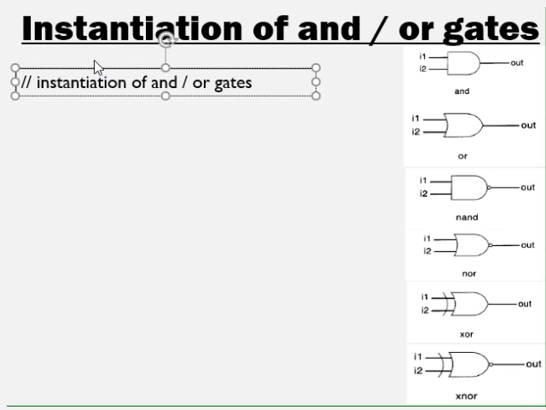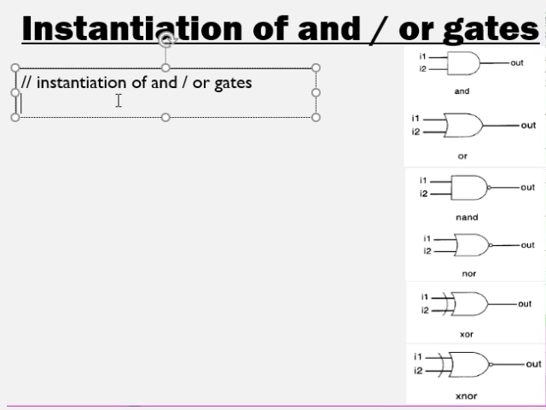The instantiation of AND or OR gates is similar to any component instantiation or module instantiation that you have seen before. So for your reference, I have repeated the logic diagram of all the primitive gates that are available in Verilog. Now we'll go for the instantiation of these gates. So this is the comment line, that is with the double slash. Whatever follows the double slash is treated as a comment.